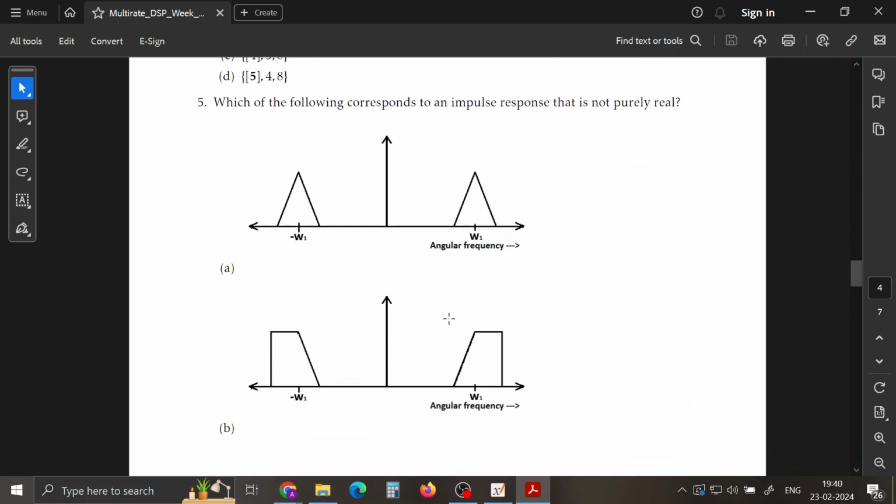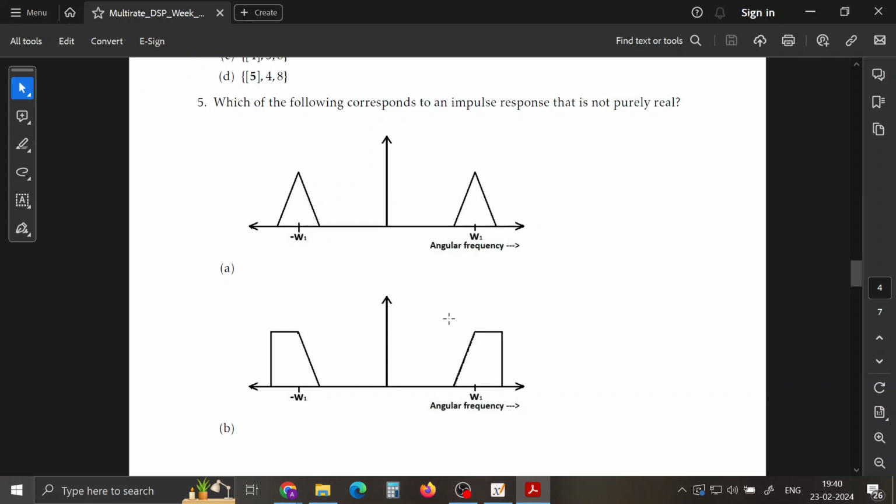You can straight away tell this. Which of the following corresponds to an impulse response that is not purely real? In our options, what we are given is the spectrum. It's basically the DTFT which is given here in the frequency domain. Now it has been asked which of these spectrums corresponds to an impulse response that is not purely real?